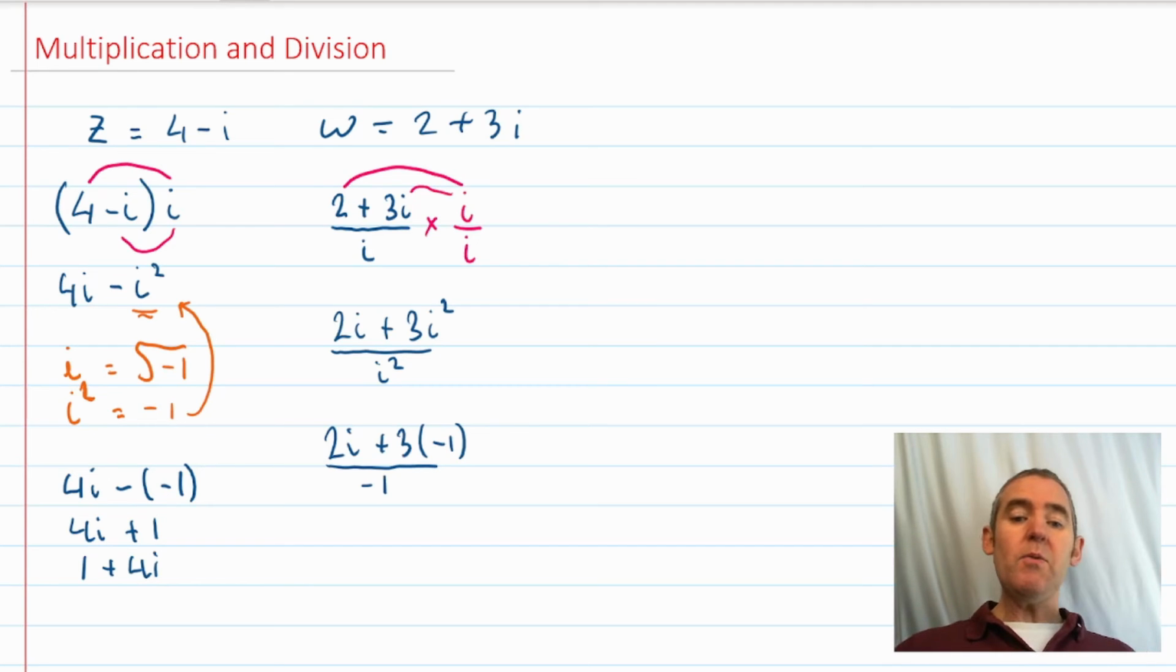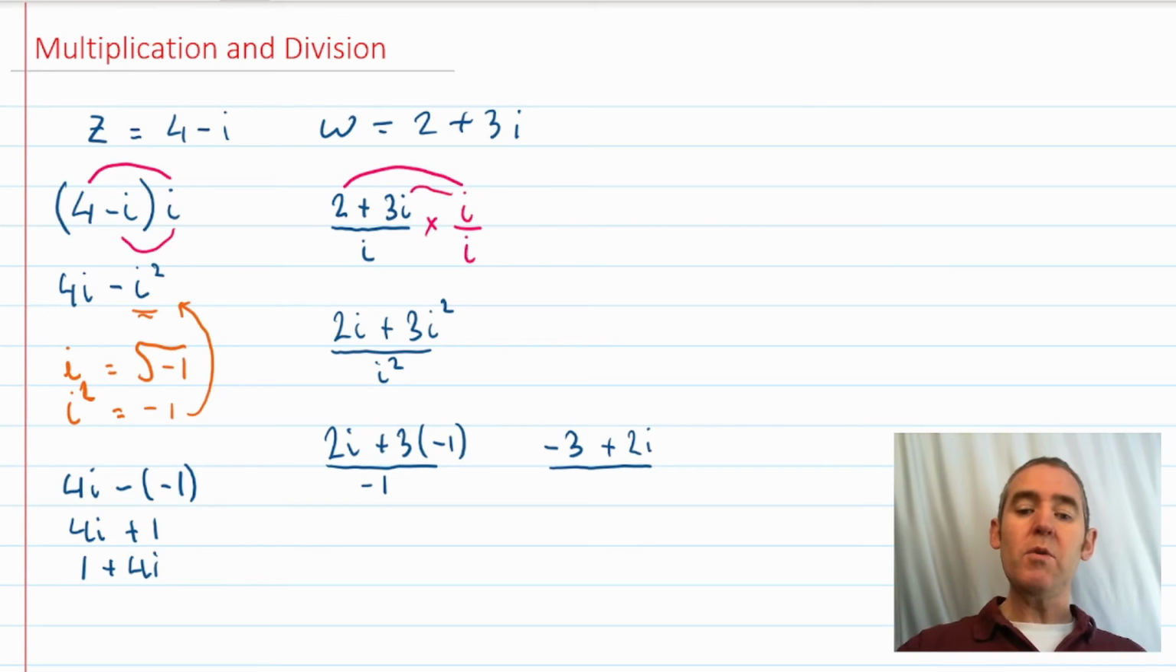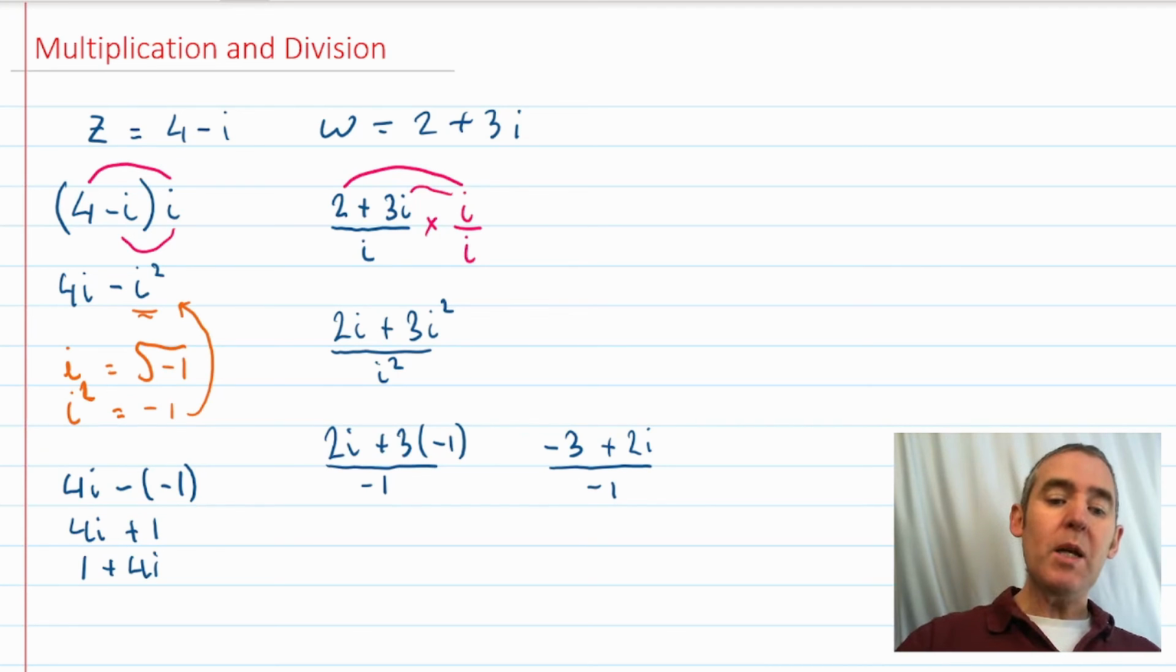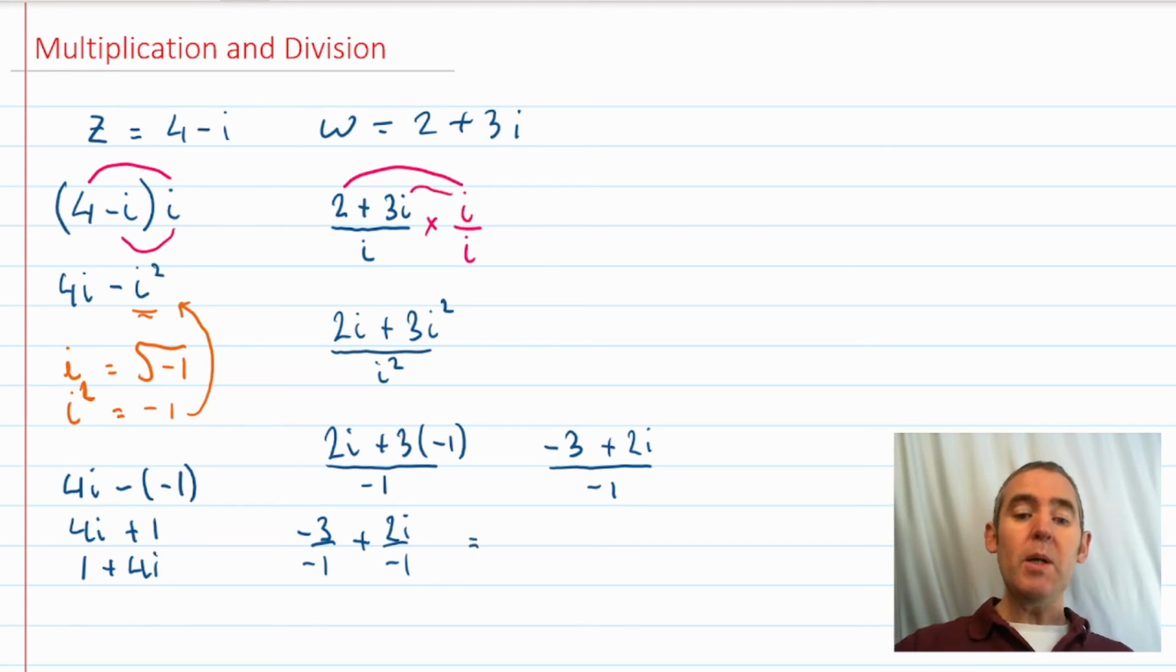So to simplify this, what we could do is just switch around the top, so we'd have minus 3 plus 2i, over minus 1. Now we can break that apart, so it'll be minus 3 over minus 1 plus 2i over minus 1, and that ends up being equal to 3 minus 2i.